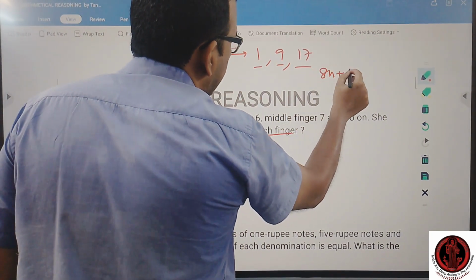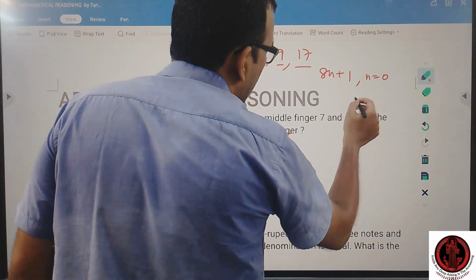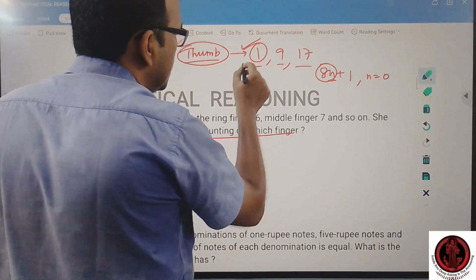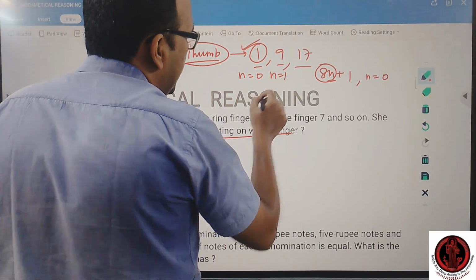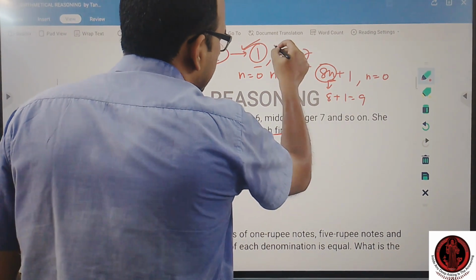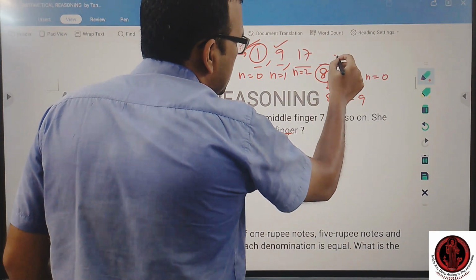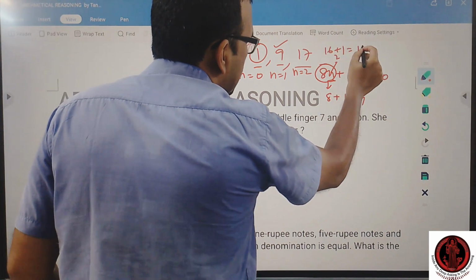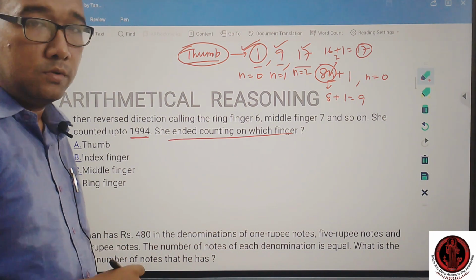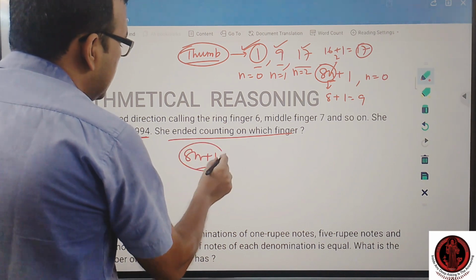So this is 8n plus 1. Why is this 8n plus 1? When n equals 0, this one is not there, then this is 1. When n equals 1, it means 8 into 1, 8 plus 1, that is 9. When n equals 2, it means 8 times 2 is 16 plus 1, that is 17. So the thumb finger will be in 8n plus 1.